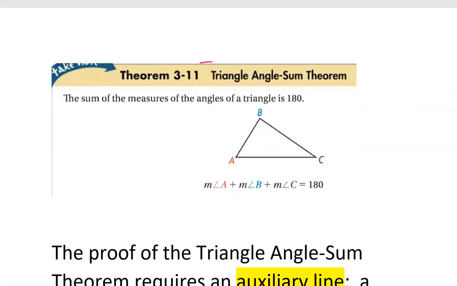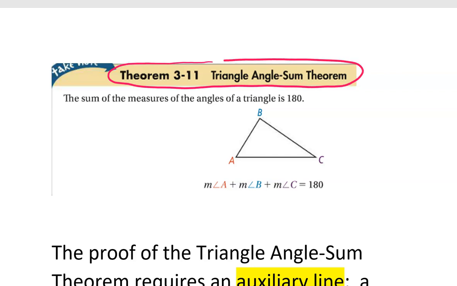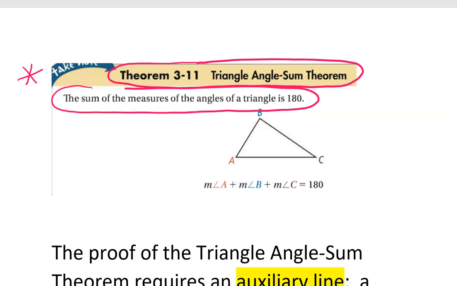Theorem 3.11, triangle angle sum theorem. This one, make sure you star or highlight. It is one that you'll use very often. The sum of the measures of the angles of a triangle is 180. I actually gave that to you last week. However, you didn't know what theorem or postulate it was, and now we're going to use it a lot.